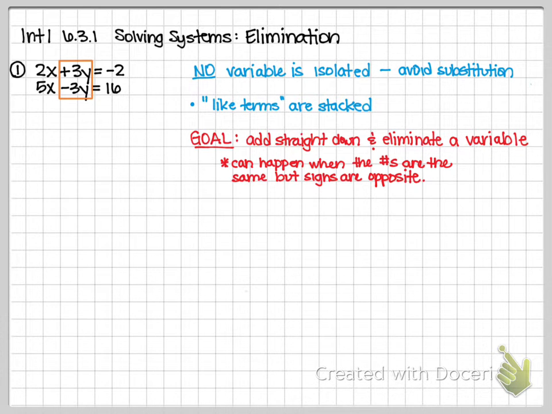So I propose that we add straight down and combine like terms. If I add the 2x and the 5x, that's going to give me a 7x. If I add the negative 3y and the positive 3y, that's going to give me 0. Drop the equal sign straight down. Add the negative 2 and the 16. Take a look at our resulting equation. One of the variables disappeared. This is good. We know how to solve this equation, no problem. I don't think we need the plus 0, so let's get rid of that.